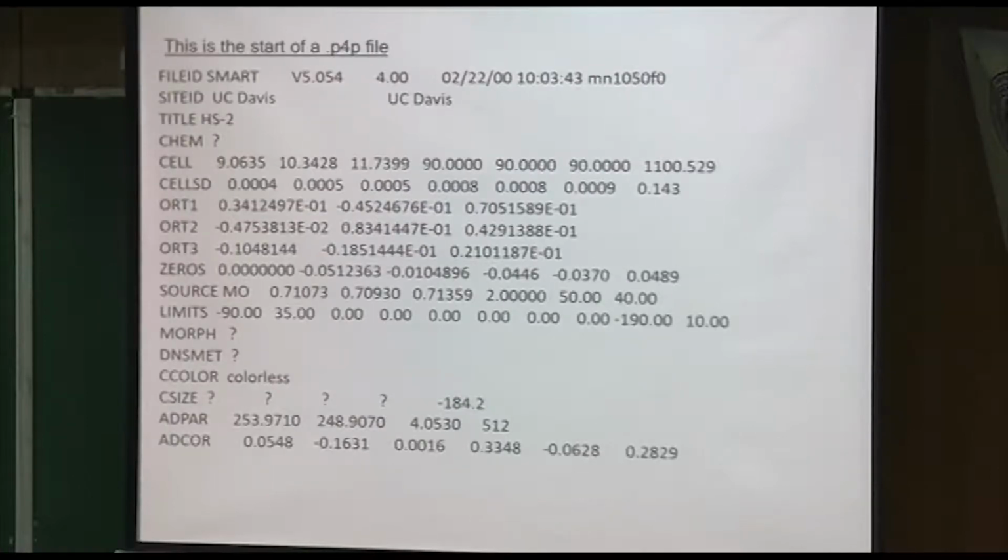Okay, so then you continue to set up the files. And this is what a P4P file looks like. Now, this again comes from Bruker instrumentation. This is an old one from a SMART diffractometer, which we don't even have anymore. But it has similar information all the way through. So this is, again, a diffractometer file, but you'll get it. It has the unit cell here. So A, B, C, alpha, beta, gamma, volume. Cell standard deviations, and so on.